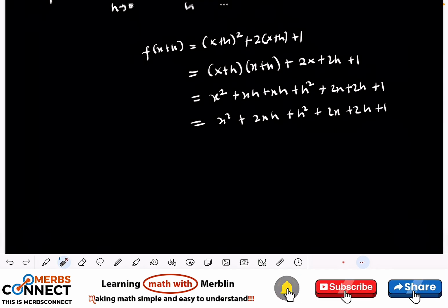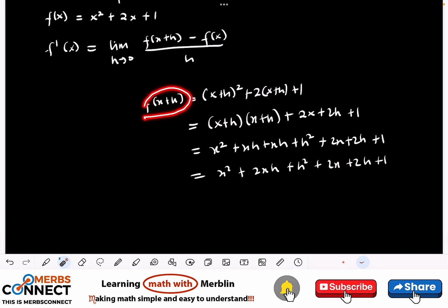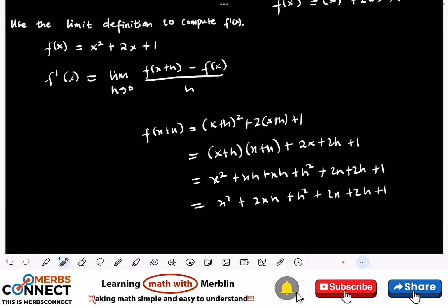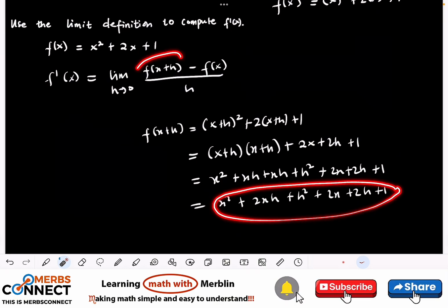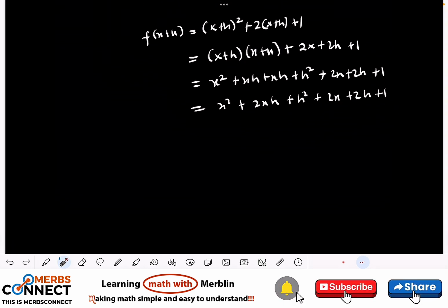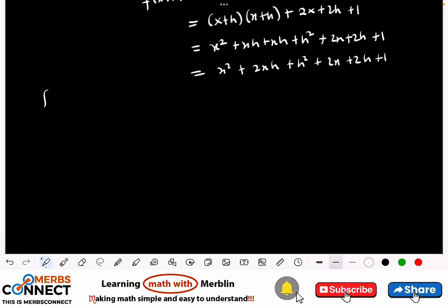No. So now I have my f of x plus h, I have my f of x, right? So instead of picking the whole of this in place of this minus the whole of this, what I'm going to do is I'm going to take what is here and solve. Then the final result, I'll come and place it here. So now that I have my f of x plus h expanded, and I have my f of x to be this, what I'm going to do is find this. So let's look for f of x plus h minus f of x.